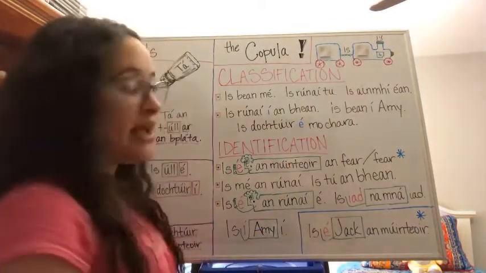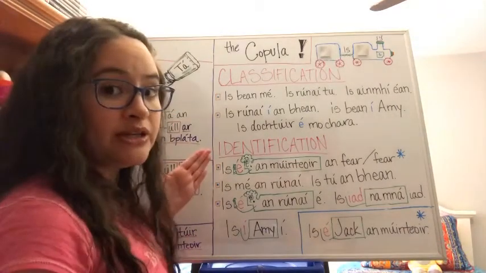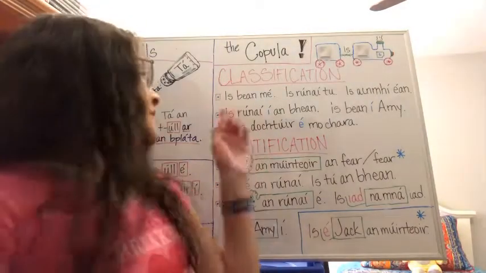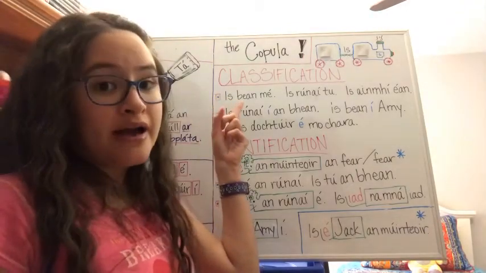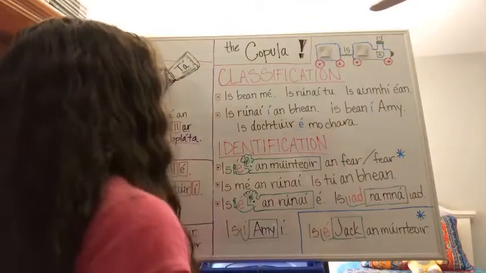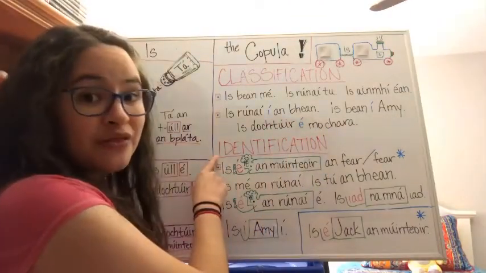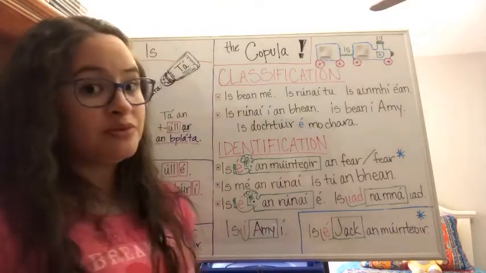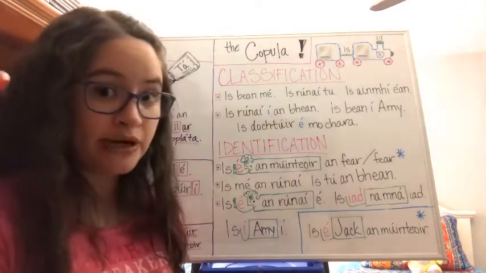Okay, the second kind of copular sentence is an identification sentence. Again, let's remember our subjects and our predicates. In the classification, the predicate never has a definite noun, but it can have a definite subject. In identification, the predicate will always have a definite noun, whether the subject is definite or indefinite. That doesn't matter. We're focusing on predicates here.